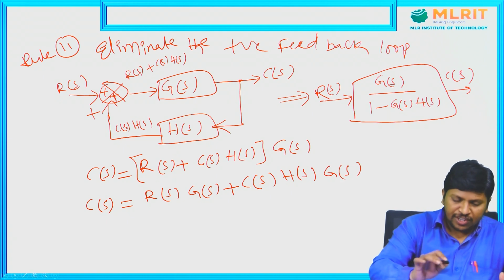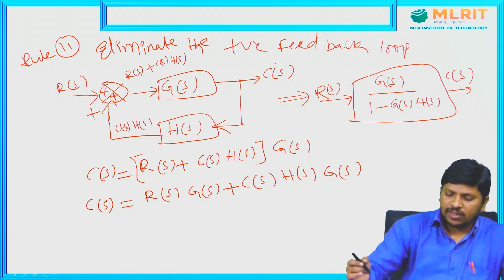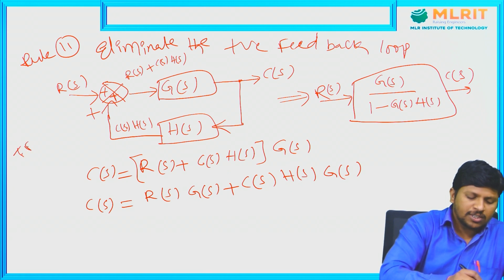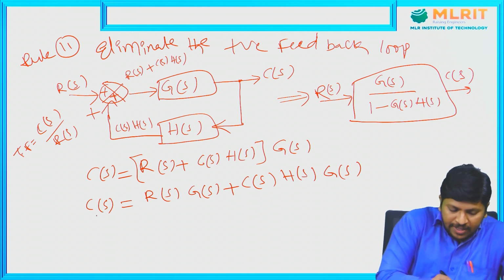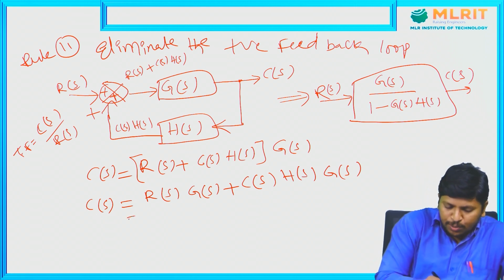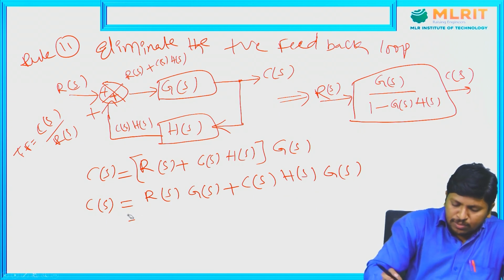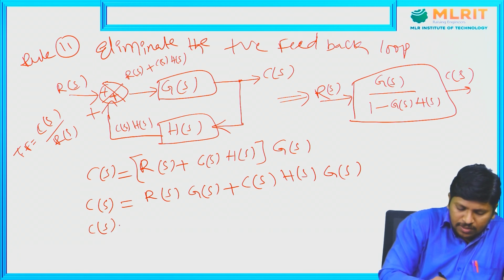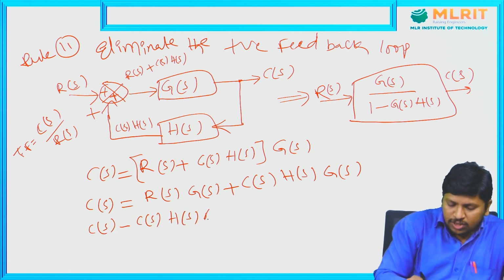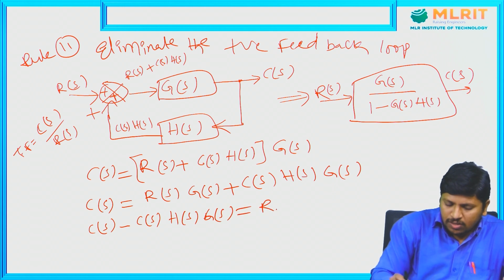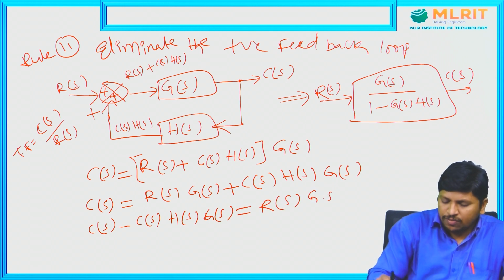Here, we need to calculate the transfer function, C of S divided by R of S. We need to calculate this, right? C of S is the output and R of S is the input. The C of S term appears on both sides, so I shift this term over: C of S minus C of S into H of S into G of S equals R of S into G of S.